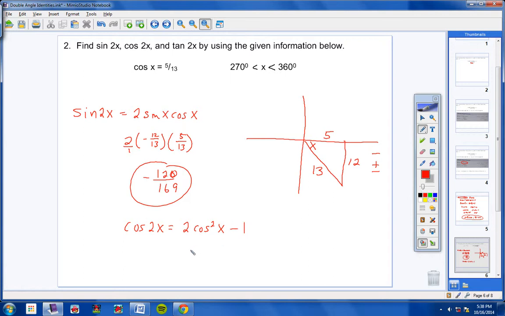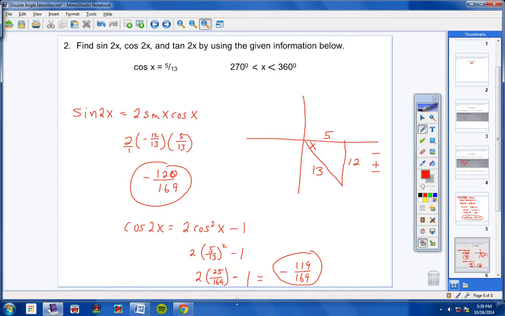So here we go. 2, and of course we're going to square cosine. So cosine is 5/13 squared and then minus 1. Well, guys, if you square 5/13, you get 25 over 169, okay? Because you square the 5 and square the 13. And then if you take 2 times 25 over 169 minus 1, I'm not going to do all that work for you, but you get negative 119 over 169, okay?